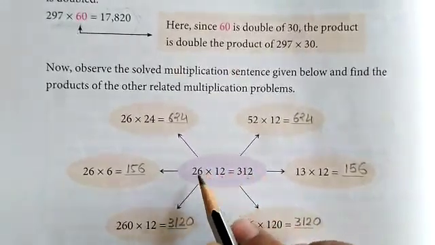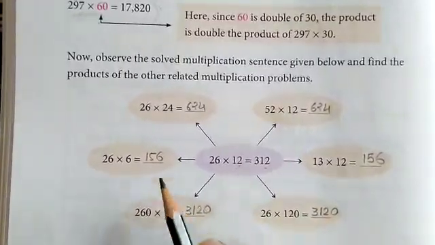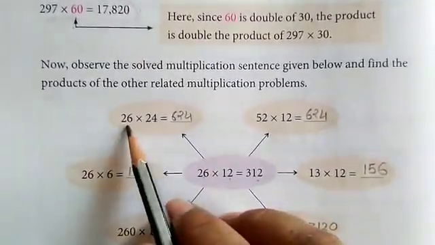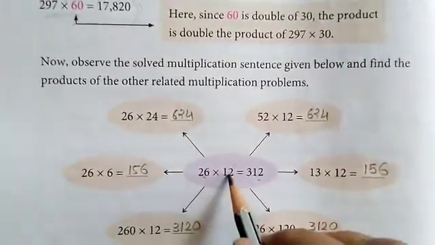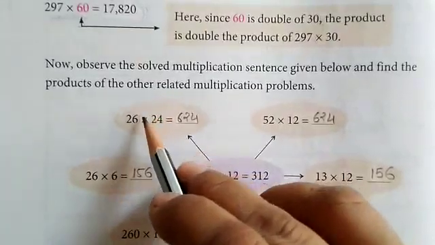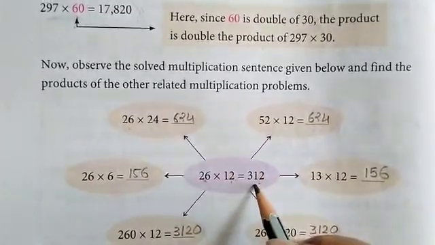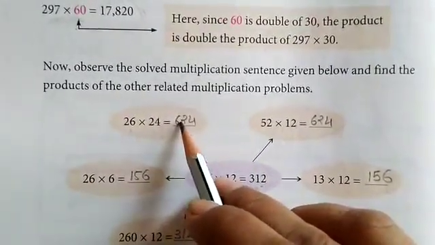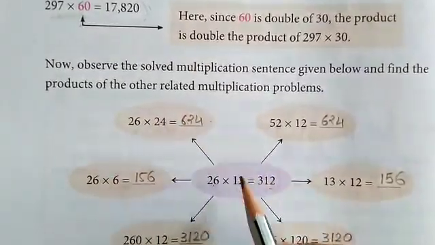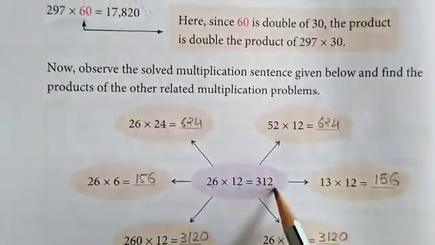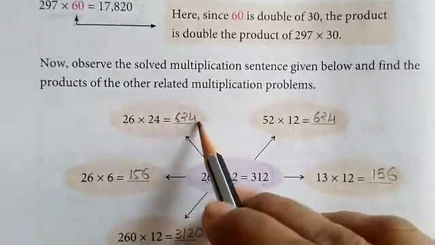Now based on this multiplication and this product, we can find different answers by doubling and halving. Here you can see 26 multiplied by 24. Here 26 is a common number, but 24 is a double of 12, means the product of this multiplication will be multiplied by 2, so our answer will be 624. Either you can multiply these numbers and find the answer, or you can multiply the product of this multiplication by 2 and we will find the same answer.